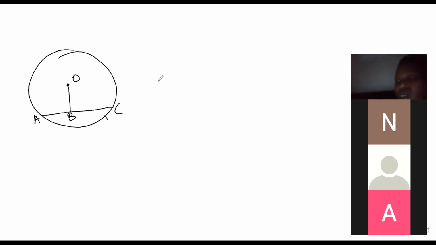So you've got Theorem One, which is: you are given AC is perpendicular to OB, and then therefore AB is BC. The theorem here says if a line is drawn from the center perpendicular to the chord, therefore this will be equal to that.